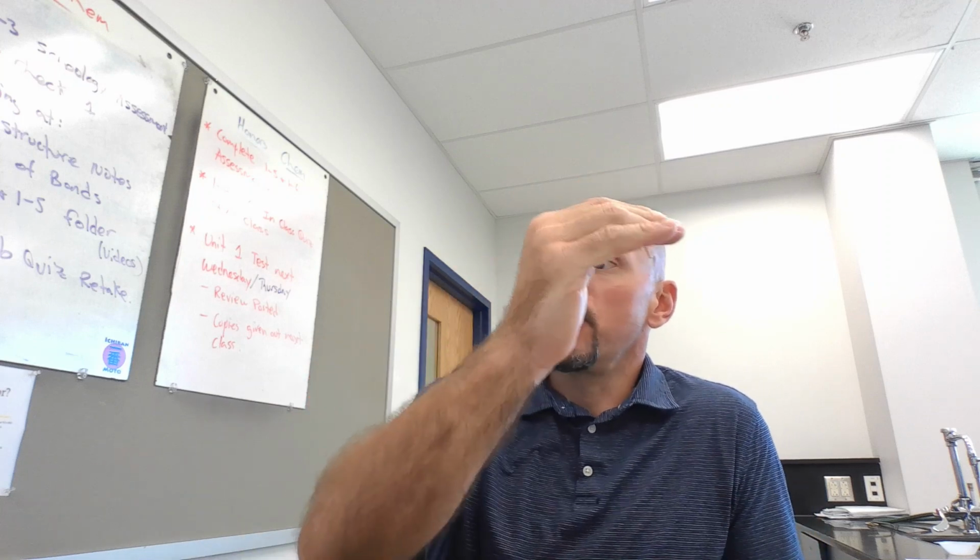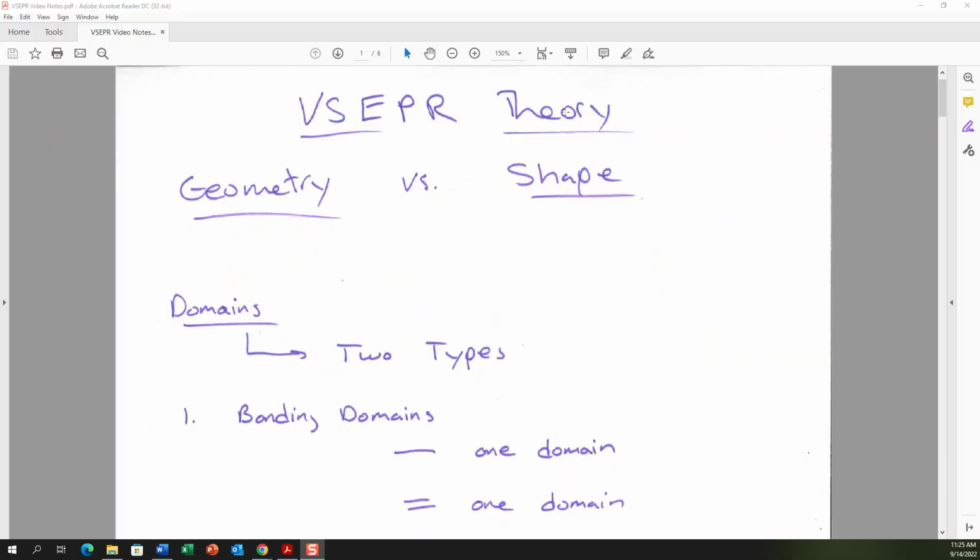So I just want to distinguish between VSEPR theory geometry versus VSEPR theory shape, and then show you a couple examples. This is all assuming that you know the structure of the molecule, so you're able to draw the dot structure. If you can't draw dot structures yet, make sure you go back and watch the other videos, or just pay attention in class. All right, so VSEPR theory: geometry versus shape.